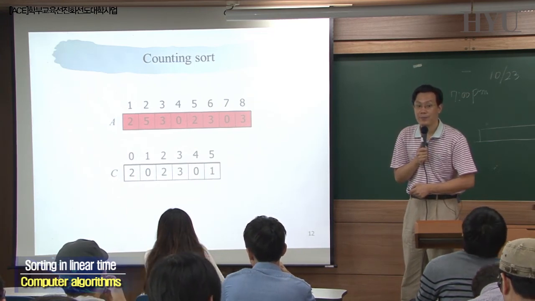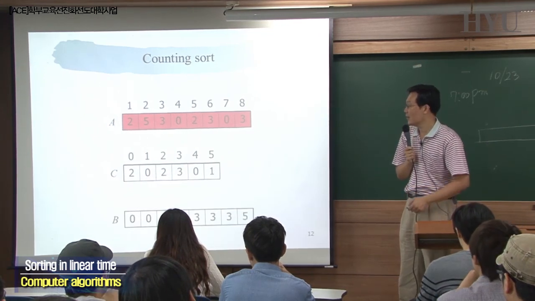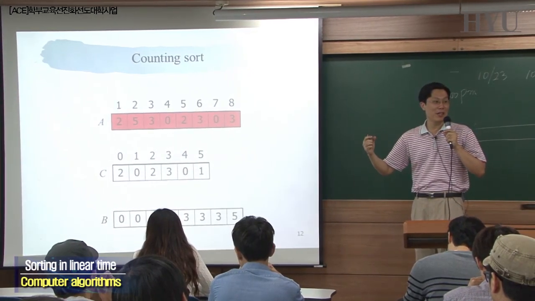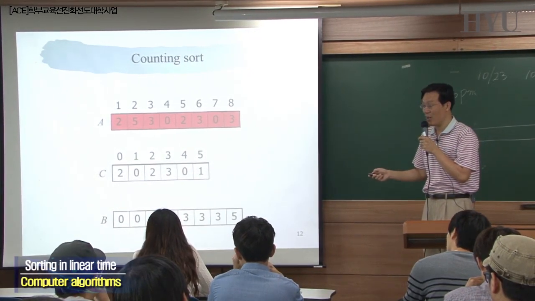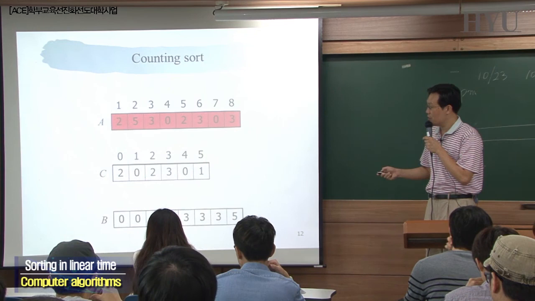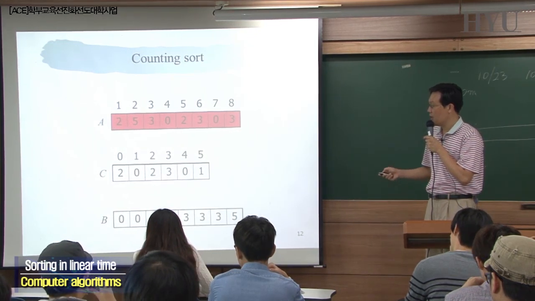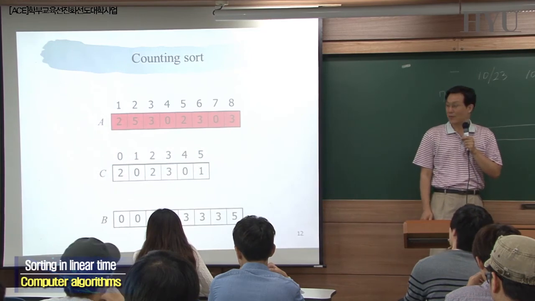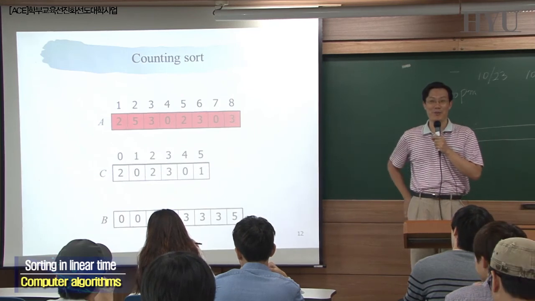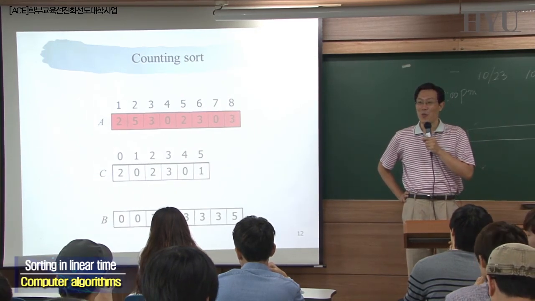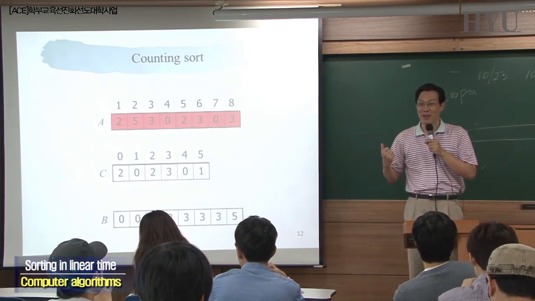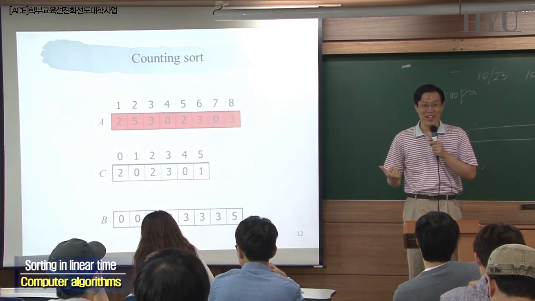Okay? Then we just fill the output array using this counter array. 2 zeros, 2 2s, 3 3s, and 1 5. Yes, it's very, very simple. And I think it's one of the simplest algorithms you've learned until now. And it's very fast. Okay?